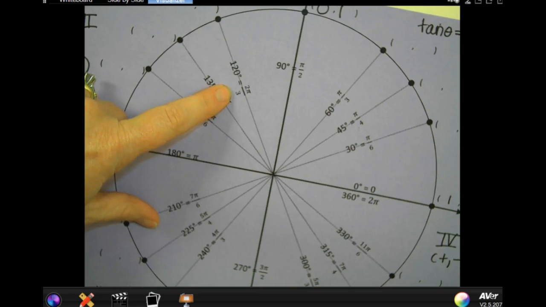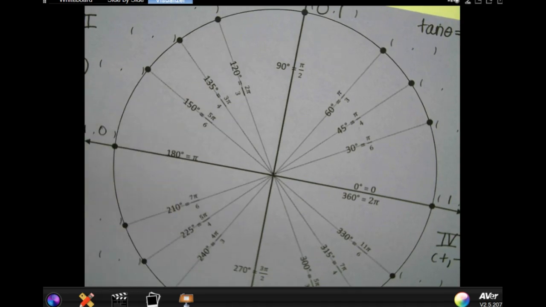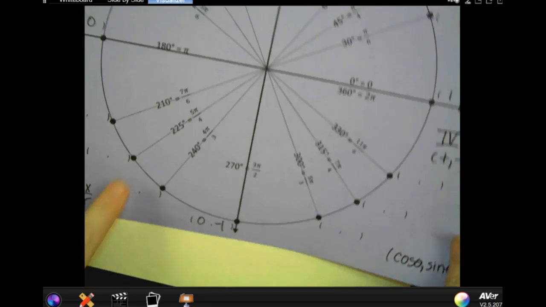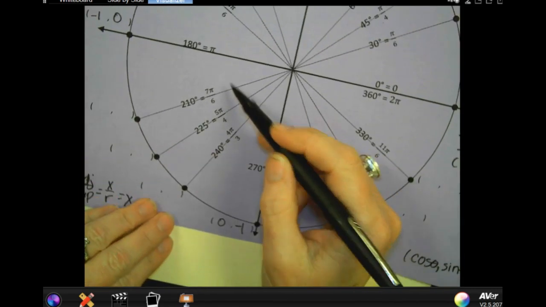The denominator is 3, but the top is 2. The denominator is 4, but the top is 3. The denominator is 6, but the top is 5. So those are all 1 less. So pi's and then 1 less. If you go to the third quadrant, what is true about the numerator?